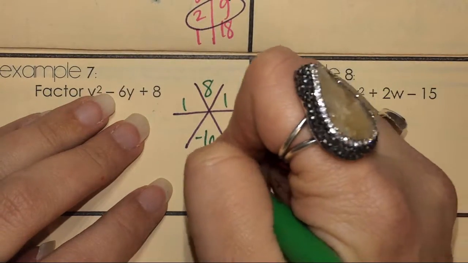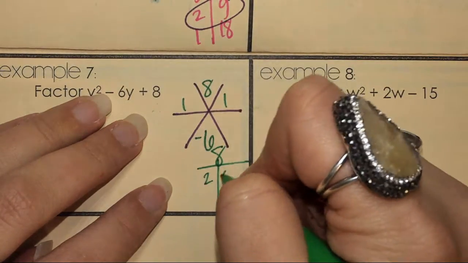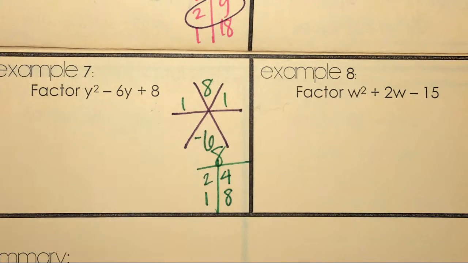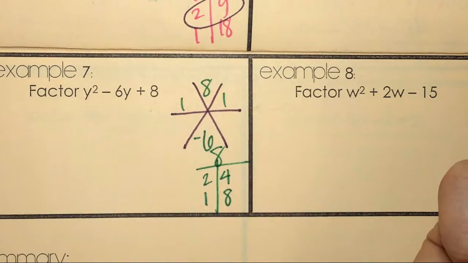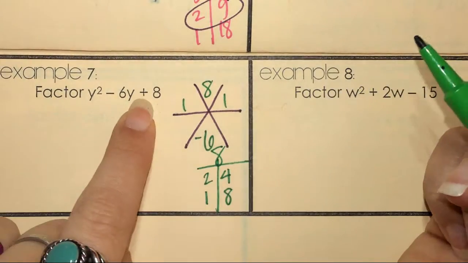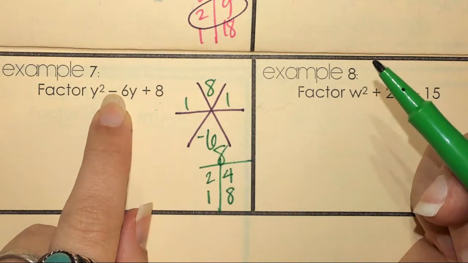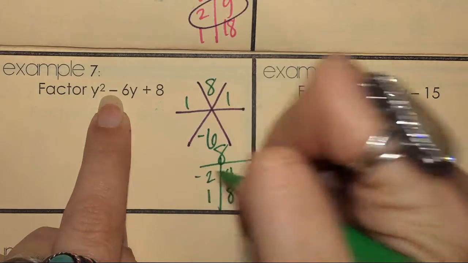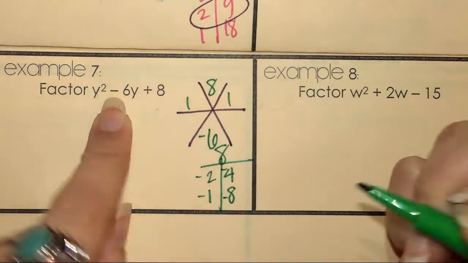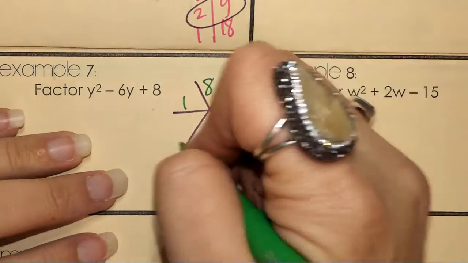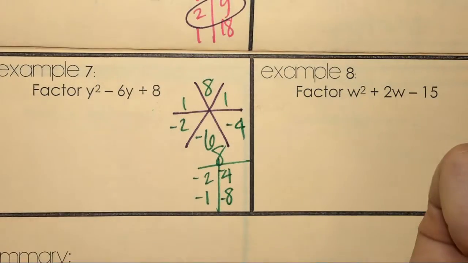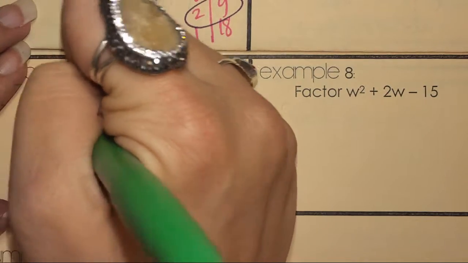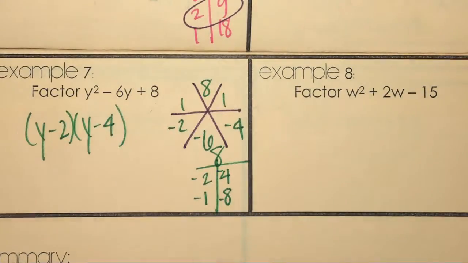Alright, list for me all the multiples of 8. 2 and 4. 1 and 8. Now, do they both have to be negative, or only one have to be negative? Both. If this is positive, they both match this. So is this positive? Yes. That means they both have to be negative. So negative, negative, negative, negative. And it is going to be negative 2 and negative 4. It doesn't matter how you write it, but we do need to make sure we write a y. So y minus 2 and y minus 4.